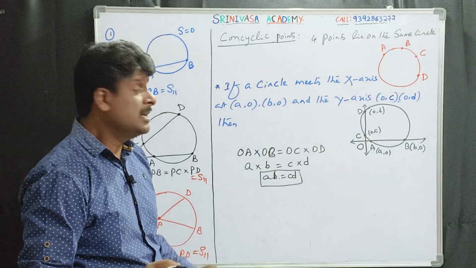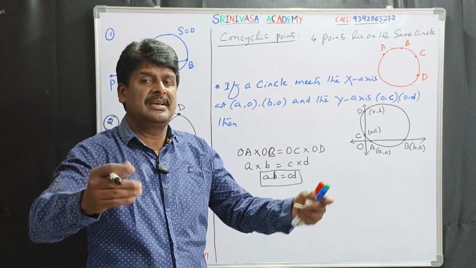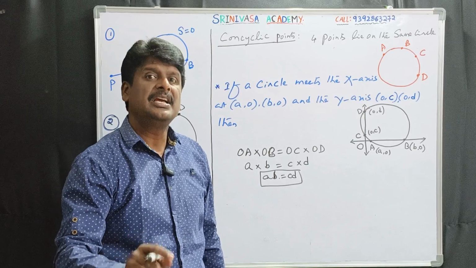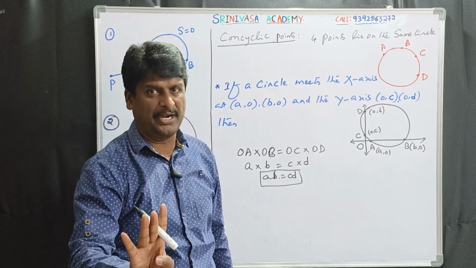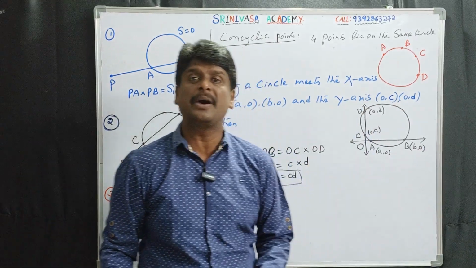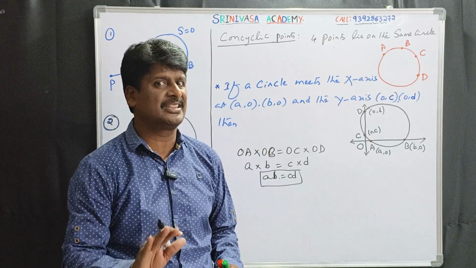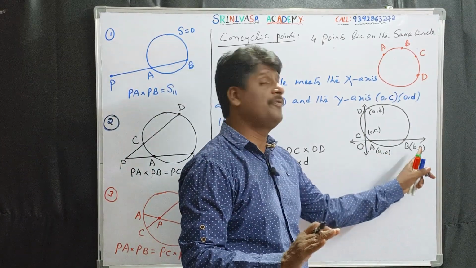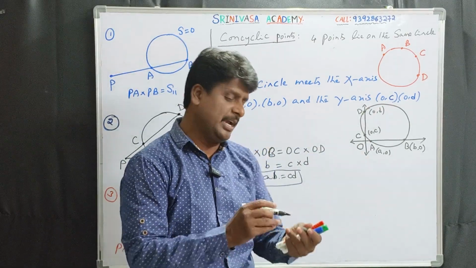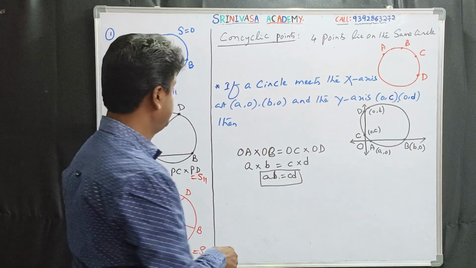This is the condition. The same condition can also be explained as: if a circle meets the coordinate axes in 4 concyclic points a comma 0, b comma 0, 0 comma c, 0 comma d, then the condition ab is equal to cd, which is nothing but the product of x coordinates is equal to the product of y coordinates. Okay, let us discuss one question related to this concept.